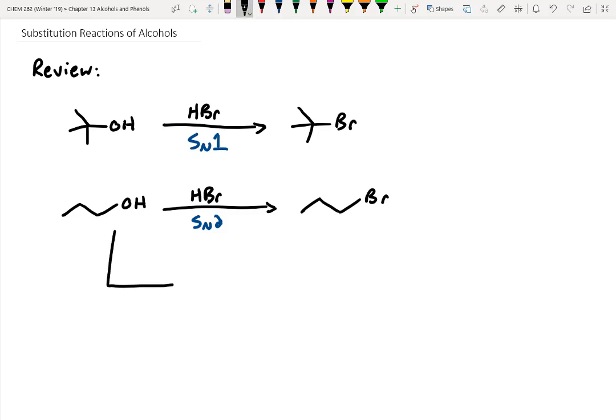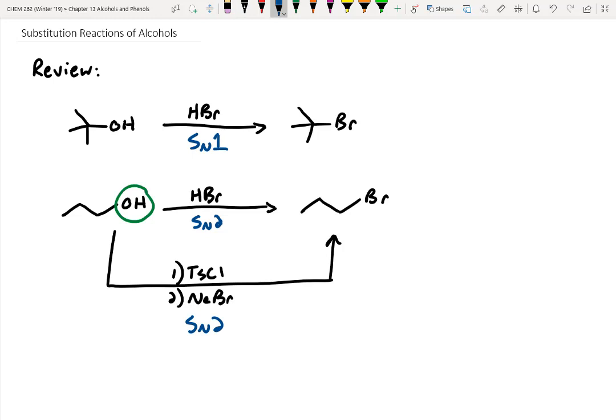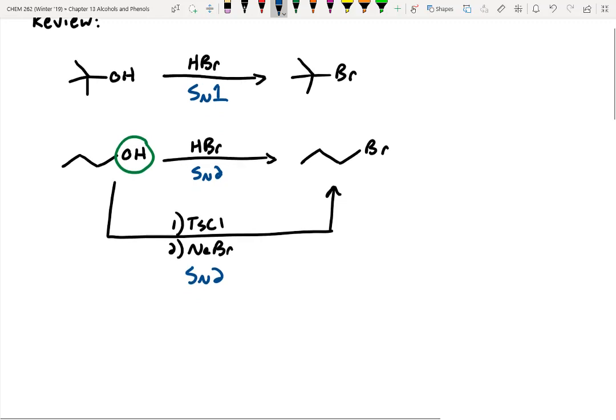There's also a different route, though, besides using HBr. Does anybody remember that? If we're not protonating our alcohol, what should we do? So we need to convert this to a better leaving group. Tosylation, right? So tosyl chloride in the first step, and then we need to kick it off with our nucleophile in the second step. So both of these could be used. They're both SN2 reaction mechanisms, though, right? The key thing is remembering when the mechanism's SN1 or SN2.